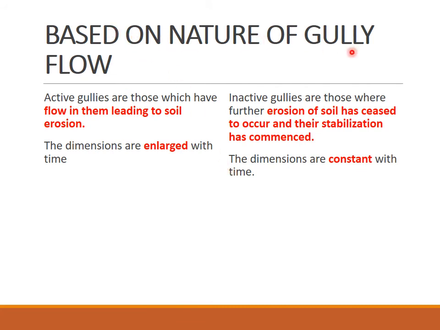Next one is based on the nature of gully flow. We classify as active gully and inactive gully. Active gullies have flow in them which leads to soil erosion. In inactive gullies, erosion of soil has ceased and stabilization must have commenced. In active gullies, the dimensions will be getting enlarged with respect to time, whereas in inactive gullies, the dimensions will be constant, as there is no erosion.